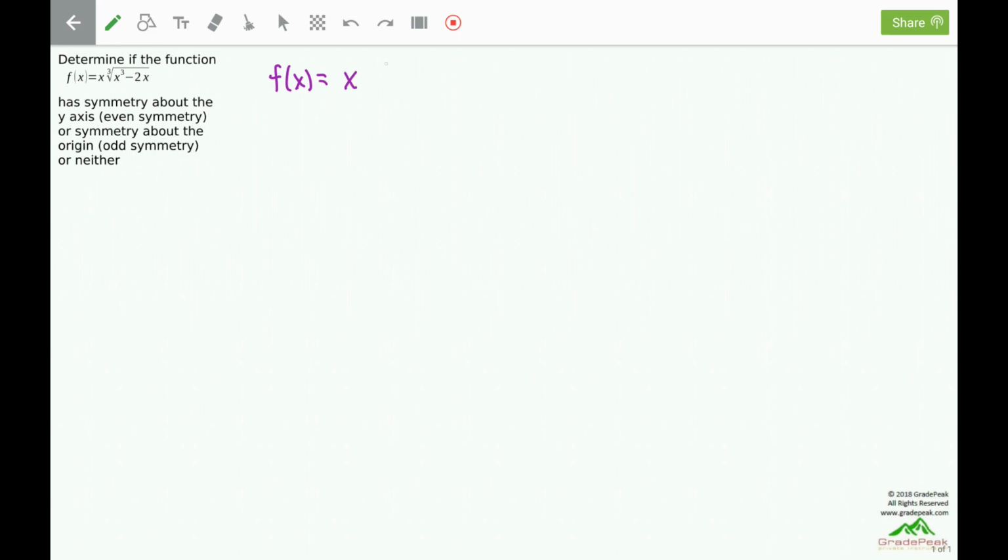F of x equals x times the cubed root of x cubed minus 2x is made up of an odd power term multiplied by a cubed root of an odd power term subtracted with another odd power term. Odd power terms subtracting each other will give odd symmetry. The cubed root of odd symmetry will be odd symmetry, times an odd power, the x on the outside of the cubed root. Odd times odd will be even. This is expected to have y-axis even symmetry.